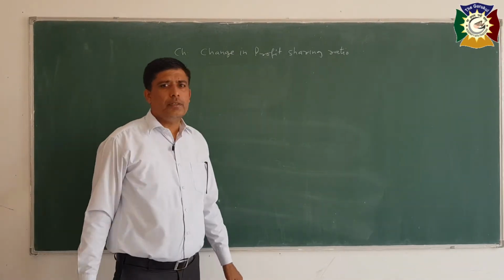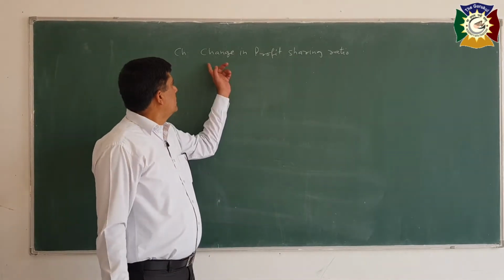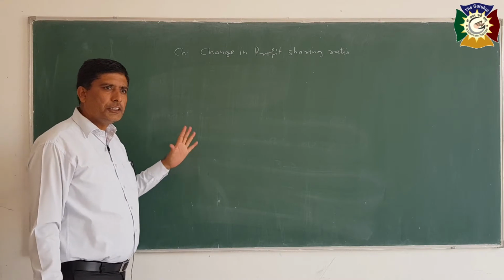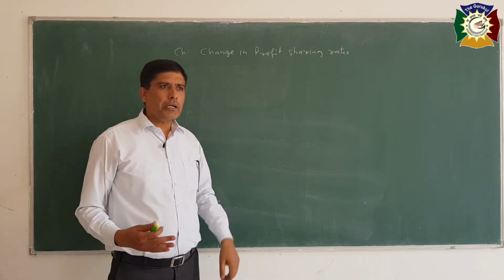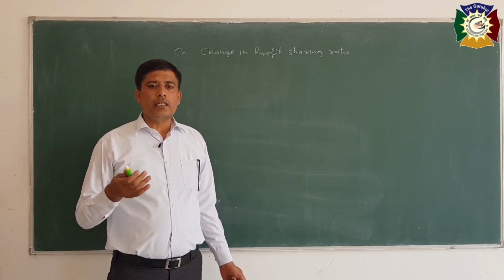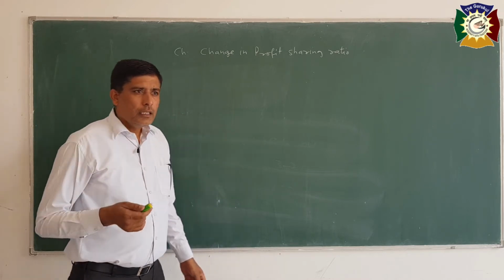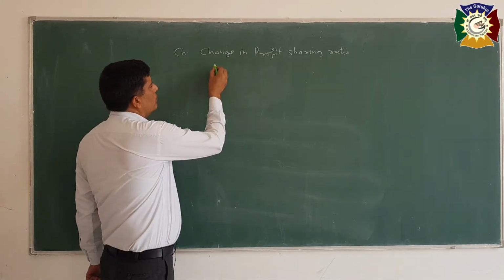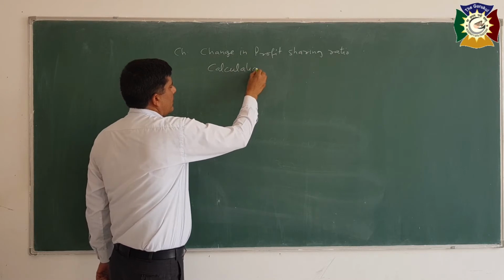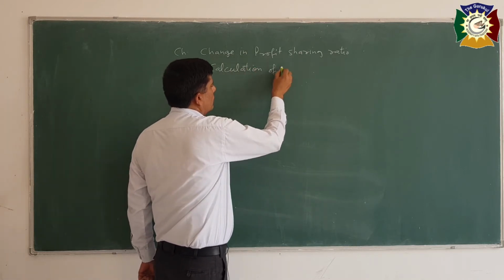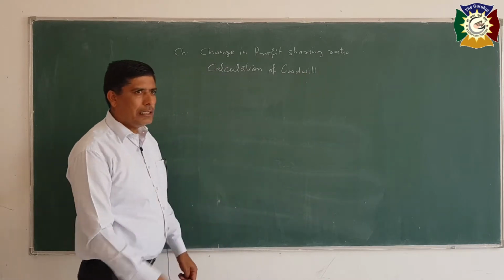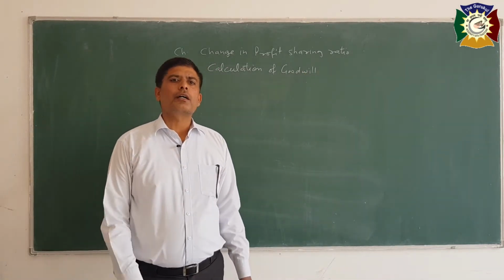At the time of change in profit sharing ratio, admission of a partner, when a partner retires from the firm, a partner dies, or in other cases like amalgamation of two firms, the firm calculates the value of goodwill. Calculation of goodwill. And this goodwill is recorded in the books of accounts.